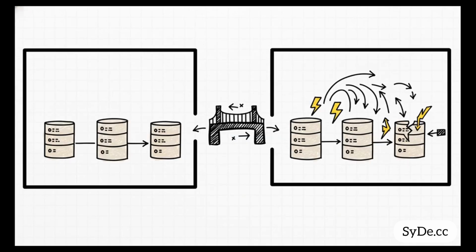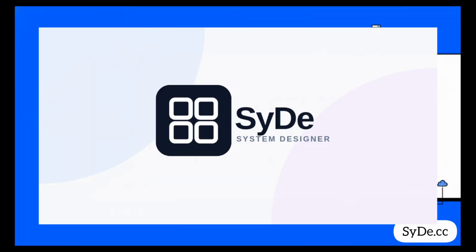And that's the trap. On a whiteboard, everything is perfect. The lines are clean, the boxes are neat, there's no lag, no network failures. It's a fantasy. But production is messy. Today we're going to look at a tool designed to bridge that massive gap between the clean blueprint and the chaotic reality. And that tool is called SyDe, the System Design Simulator.